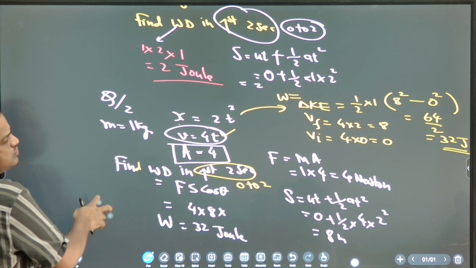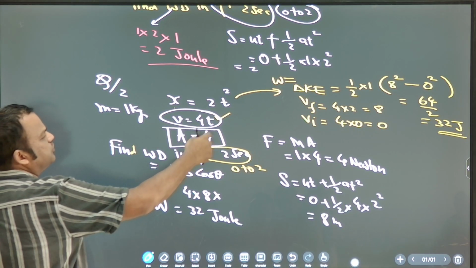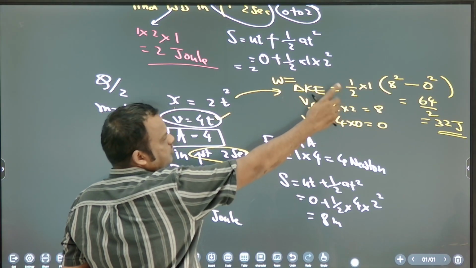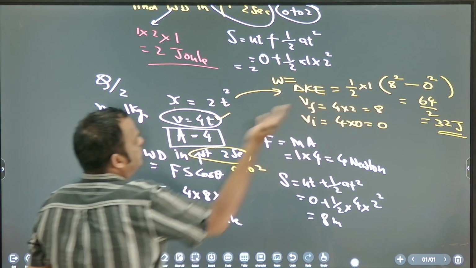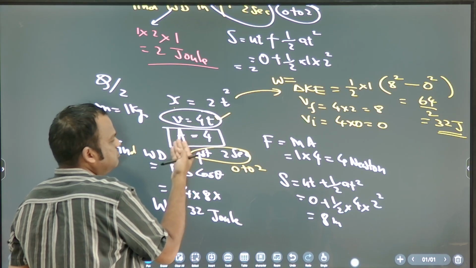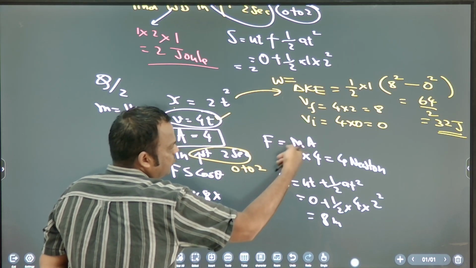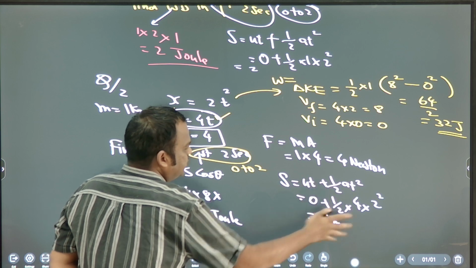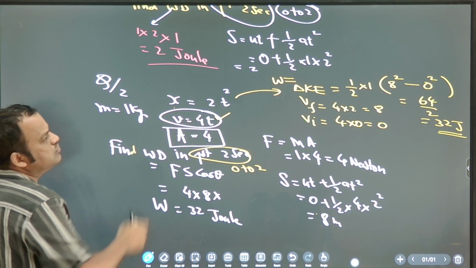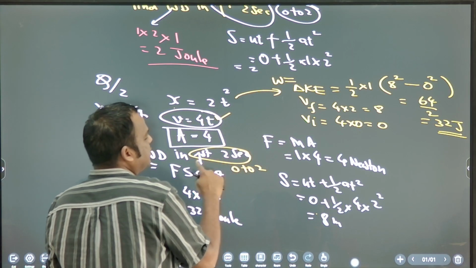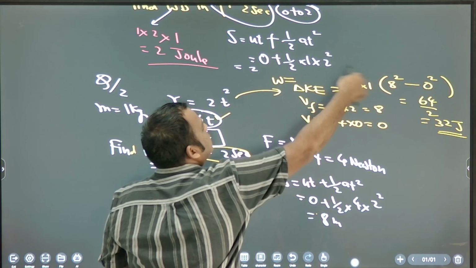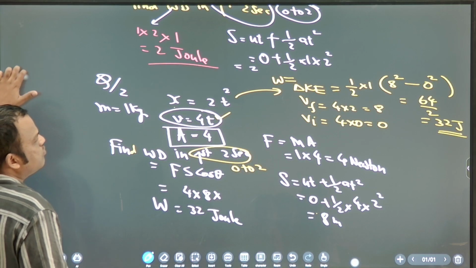Understood? So change in kinetic energy. Two methods you can use, but I will suggest use this. This is better. This is just one step. If you are using this formula, no need to find acceleration, no need to calculate force, no need to find displacement. Just V, you know what is V? 4t. Just substitute first 2 seconds, means 0 to 2. So final speed, initial speed, change in kinetic energy. Okay, clear? So use this.